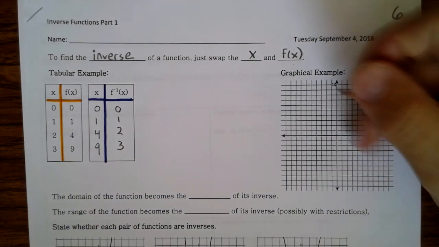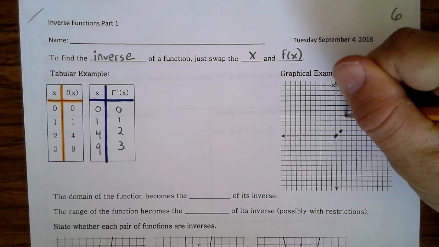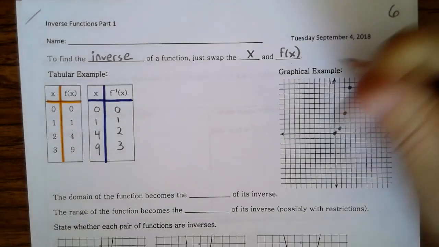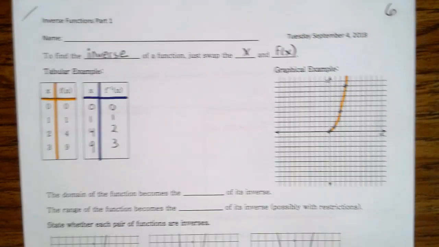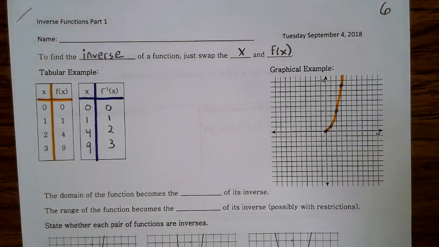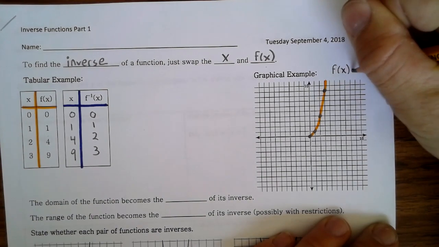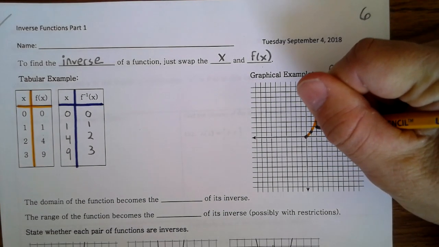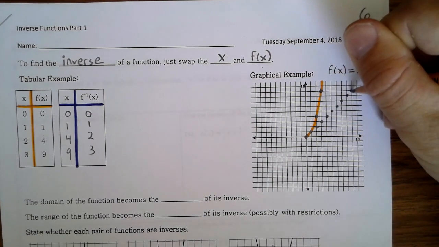Let's start with f of x. Now, if they're inverses, they're going to reflect over the f of x line. Okay, so we need to graph that. F of x equals x. It's an easy line to graph because the points are 1, 1, 2, 2, 3, 3, so on. So let's graph that. 1, 1, 2, 2, 3, 3, 4, 4, 5, 5, 6, 6, 7, 7, 8, 8, 9, 9, 10, 10.